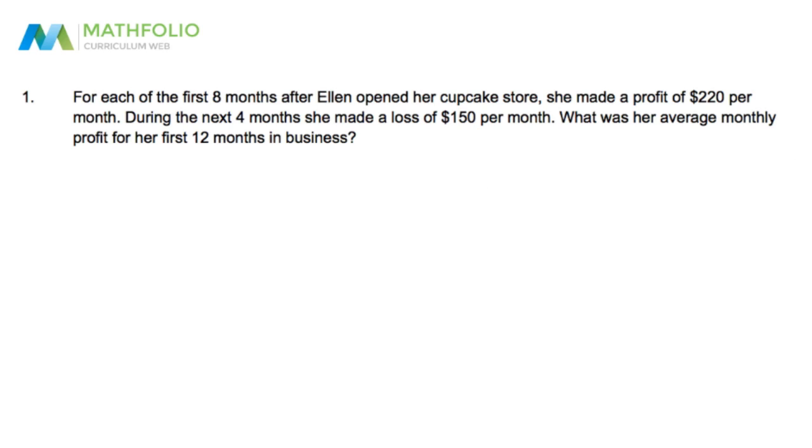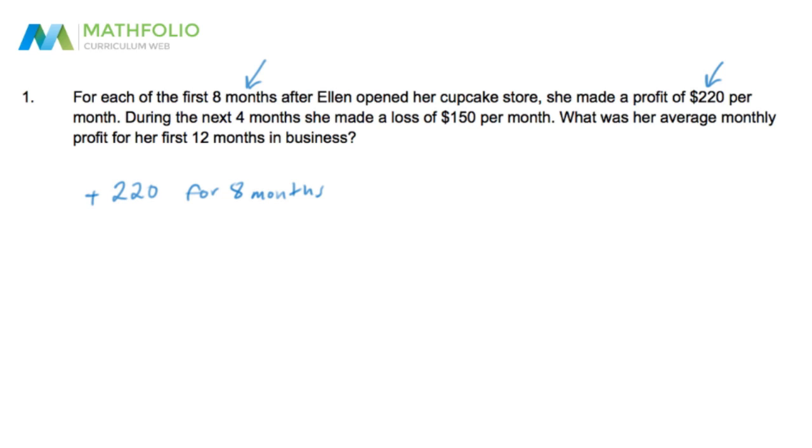So straight away, when you are answering questions like this, often a lot of information is going to be thrown at you. Things like her name, whether it's a cupcake store, these types of things aren't all that important. But a profit of $220 per month is important. 8 months is important. Even this first sentence tells us that she's earning plus $220. This is a profit, so she's earning plus $220 for 8 months. So I'm just going to jot this down right now. That's the first bit of information.